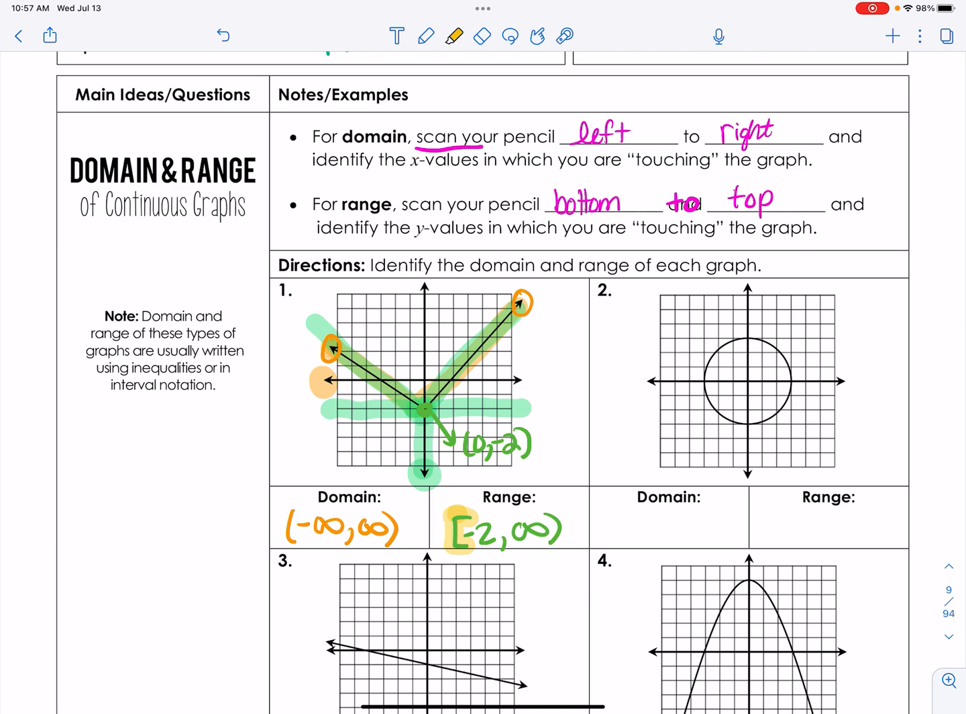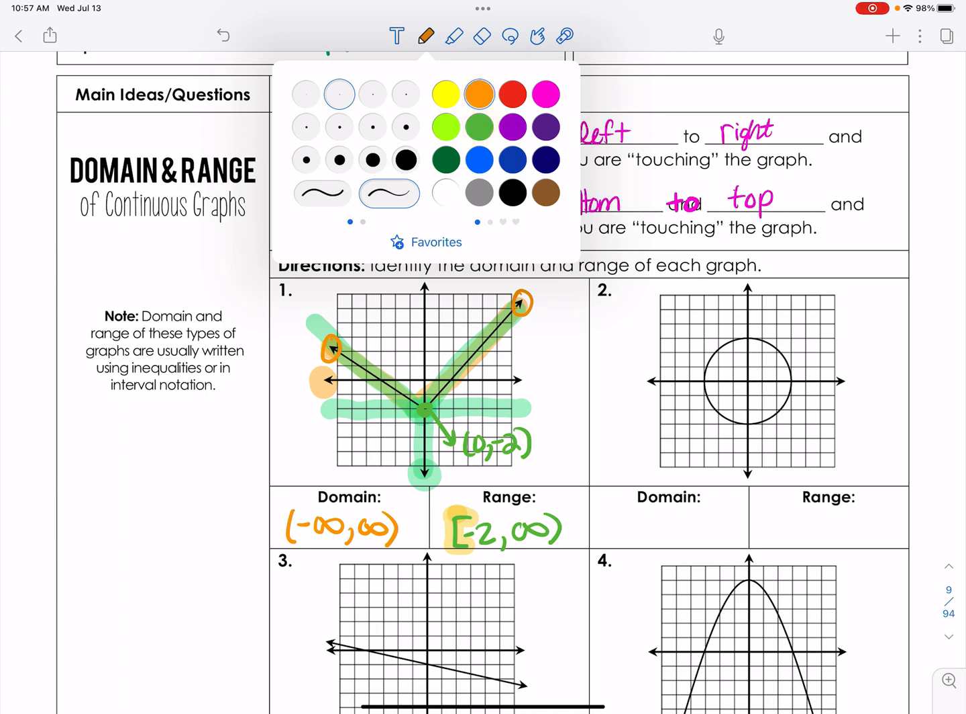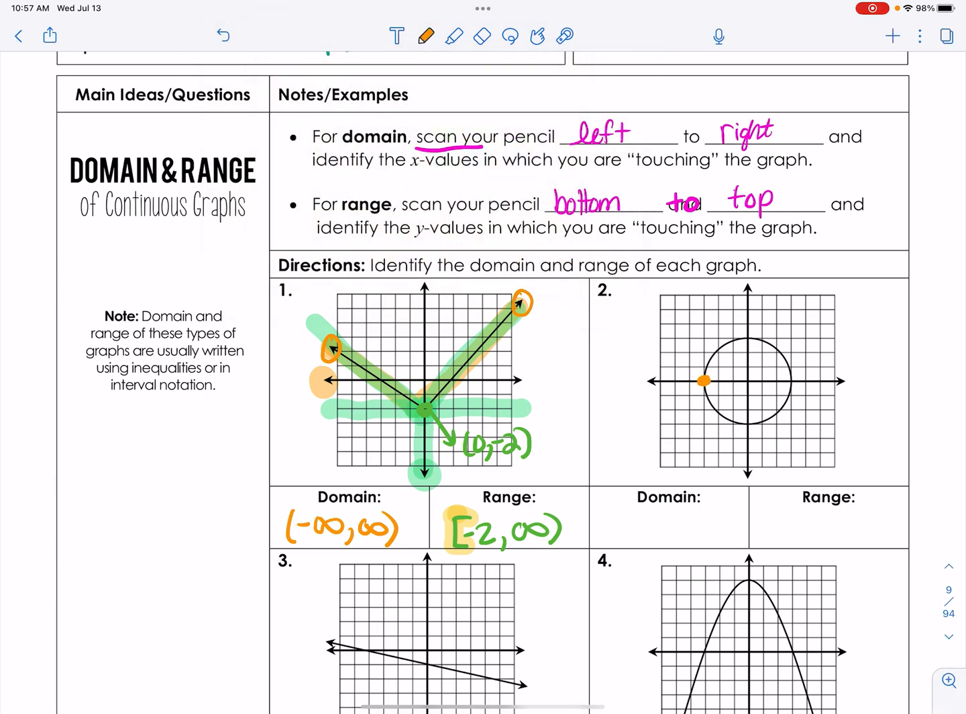Okay, so let's take a look at the next one. If I go from left to right, this is the farthest left it goes. I'm going to write the point (-3, 0), and I don't really need the 0. To the right, the farthest right it goes is 3, and it's actually a point there. So I'm going to go from left, -3, to 3. And I'm putting brackets because I made dots there. It's not going on forever.